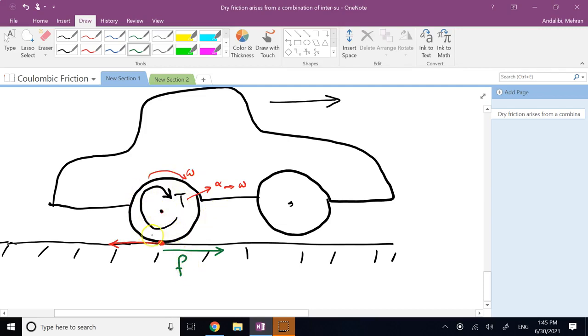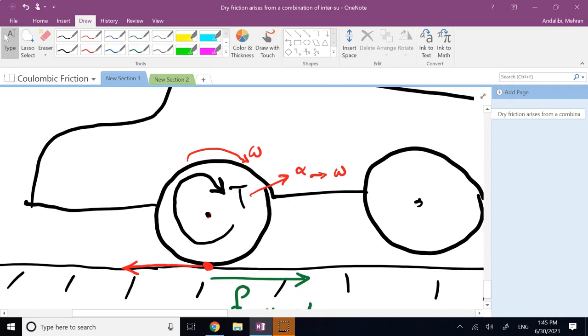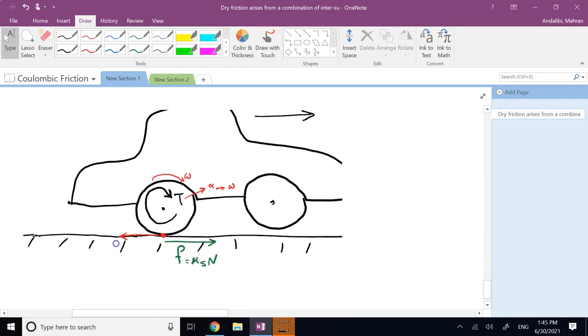Now, if this is pure rolling without slipping, then the maximum friction that you can get here, because it is going to be static friction, there is no sliding, is as much as mu s times N, and we call that traction, of course, under the tire. Now, if you apply too much torque here, which means too much alpha, which means a big omega, if omega is too big, then you will have sliding here.